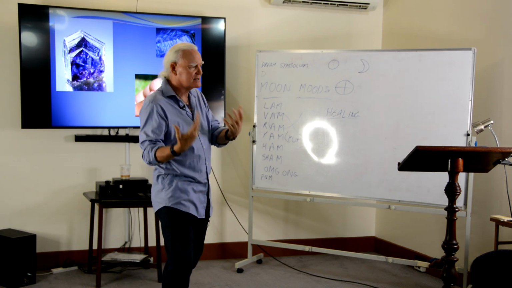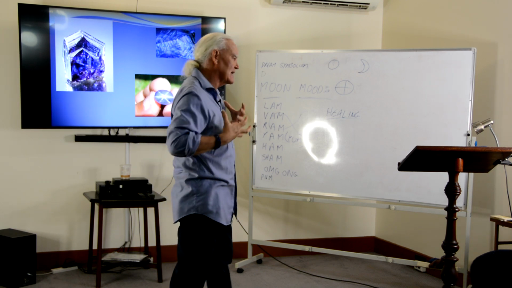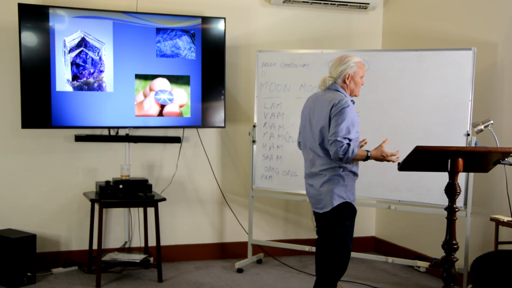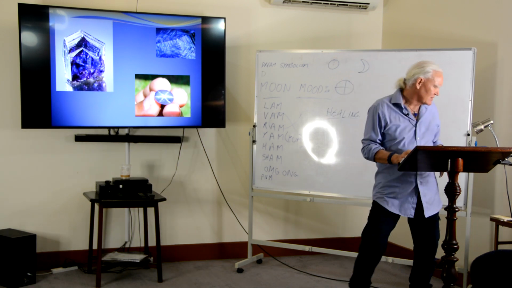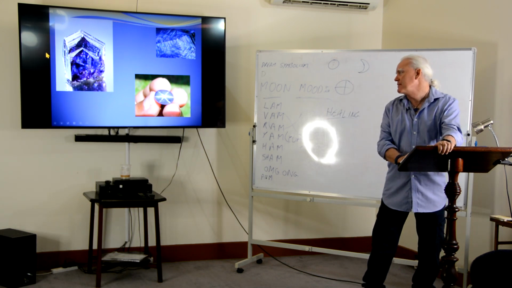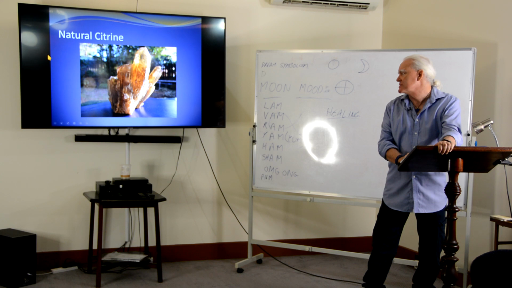So with water, we're using magnetism, like we were saying before about the moon. It has magnetism to the tides. It just changes its frequency a lot. That's it. Okay, more on this later. That's natural citrine.